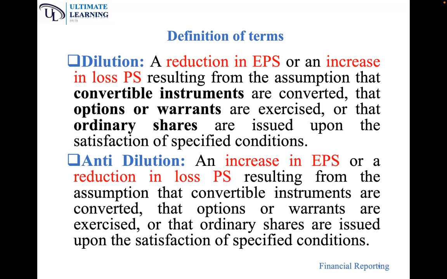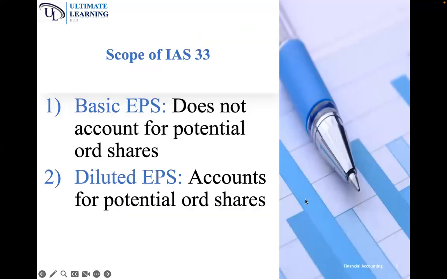Now, the opposite of dilution is anti-dilution. In anti-dilution, we just reverse the terminologies used in dilution. For example, in dilution, it was a reduction in earnings per share. Now we'll call anti-dilution an increase in earnings per share. In dilution, it was an increase in loss per share, so we will call anti-dilution a decrease in loss per share. The rest remains the same, resulting from the assumption that convertible instruments are converted, options or warrants are exercised, or new shares are issued upon satisfaction of specific or certain conditions.